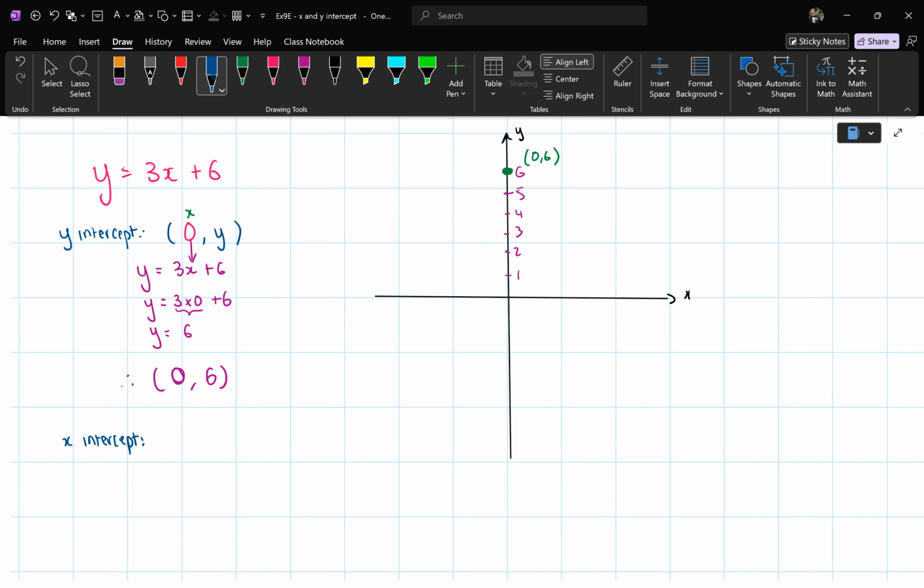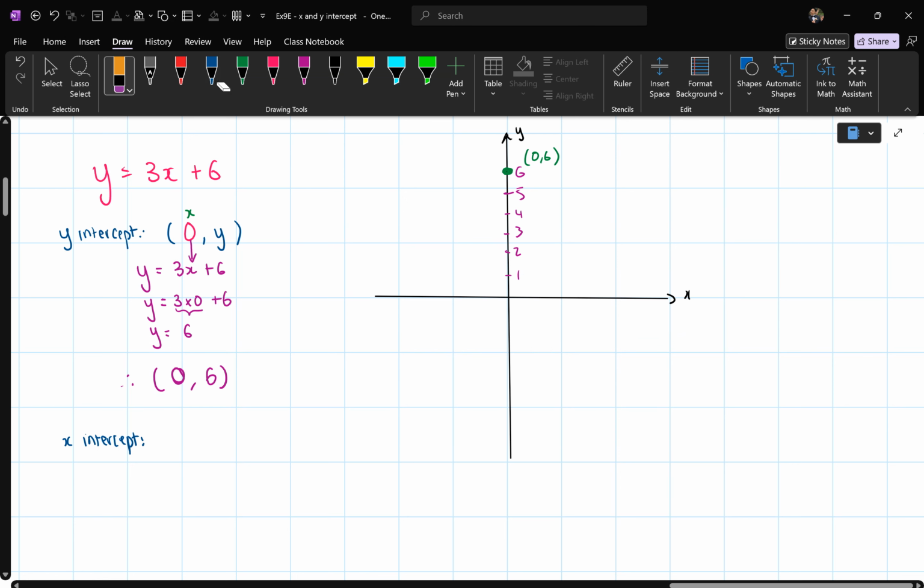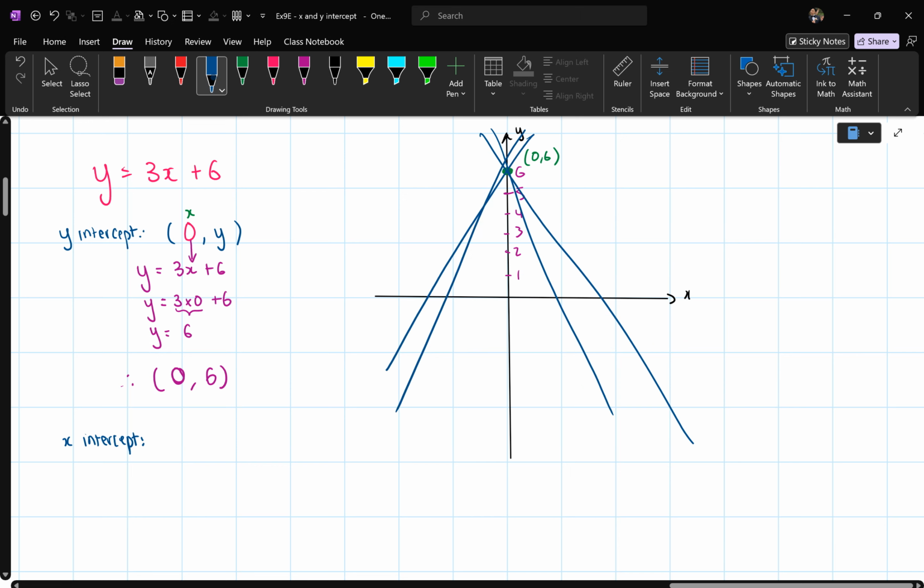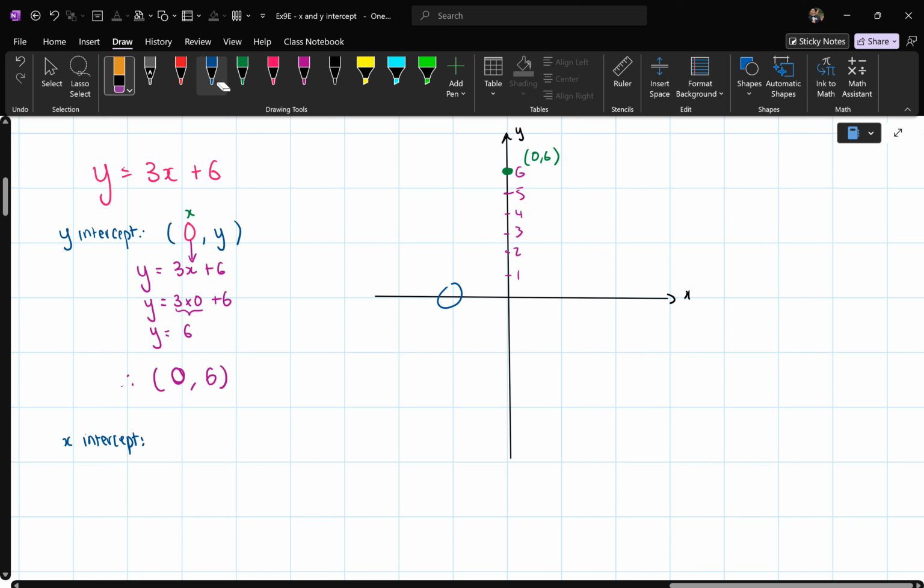The x-intercept. So where does it cross on the x-axis? Where does this line cross? Is it going to be like this? Like that? I don't know where. Where on the x-axis does it cross? That's what you're trying to figure out, right? So here we go. Let's find out where the x-intercept is.